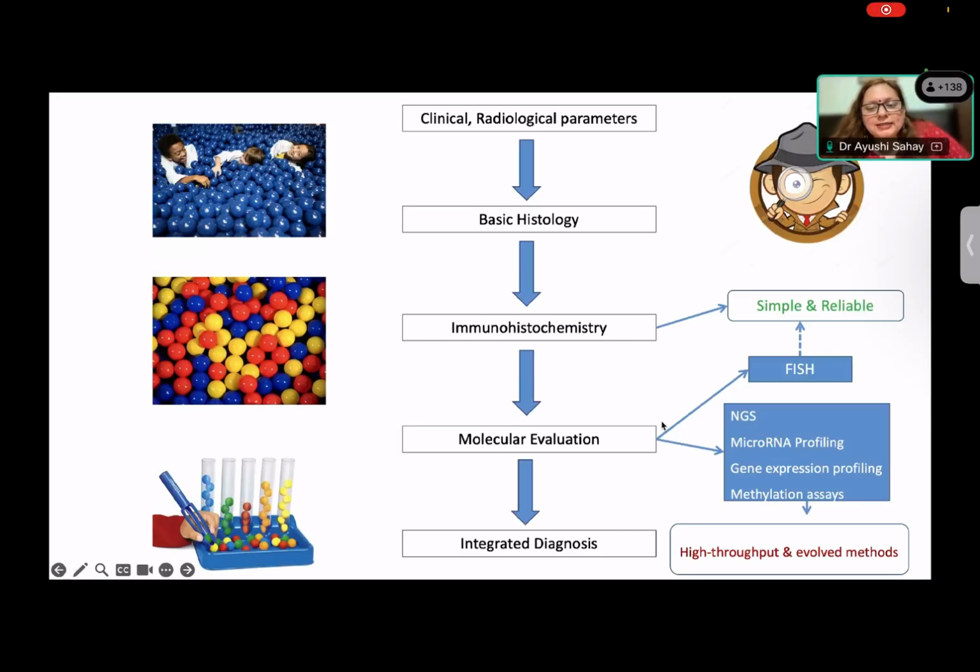And the other high-end tests like NGS, RNA profiling, gene expression profiling, and methylation assays are very high-end, high-throughput and evolved methods. If you do not have them, and if they are required because the previous methods fail, then only you can refer the cases to a higher center for these kinds of testing, so that you can arrive at an integrated diagnosis.